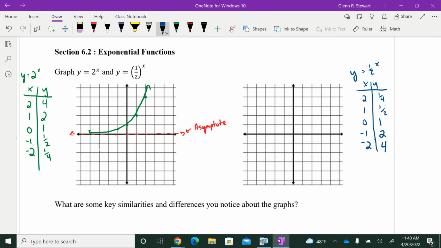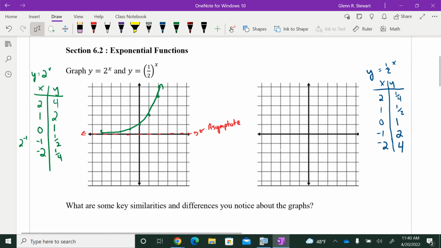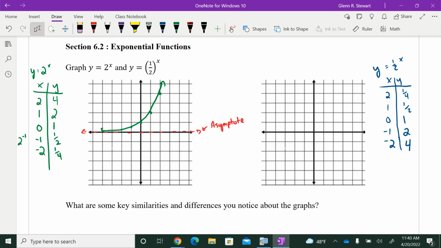So if you look at both of those T charts, they're really just opposites of each other, the first one compared to the second one. So whenever I graph this, my graphs are actually going to flip. And again, I'll have that. It's called a horizontal asymptote.